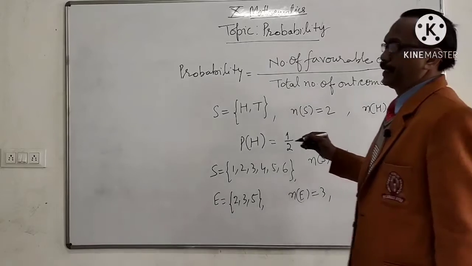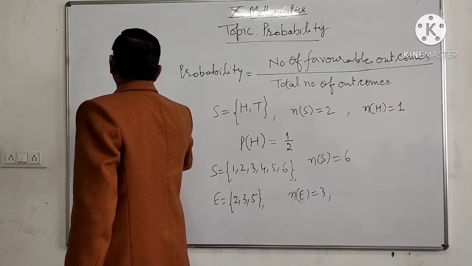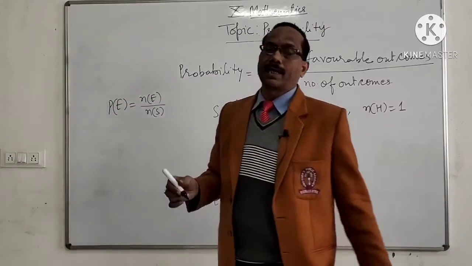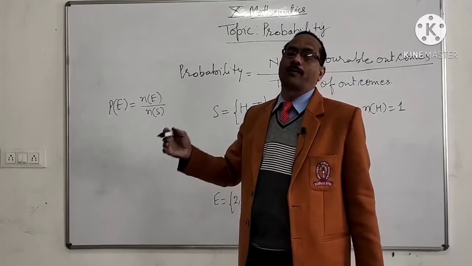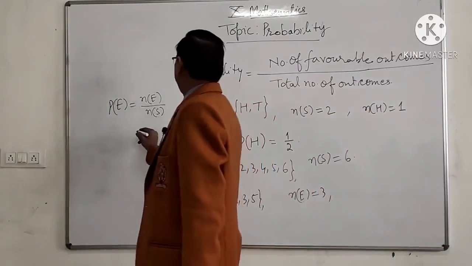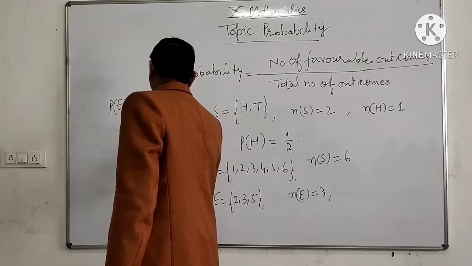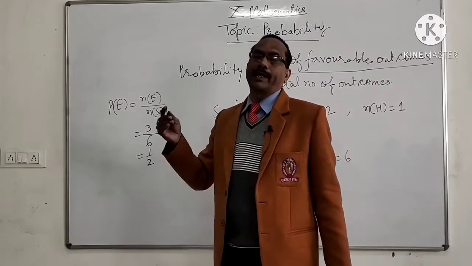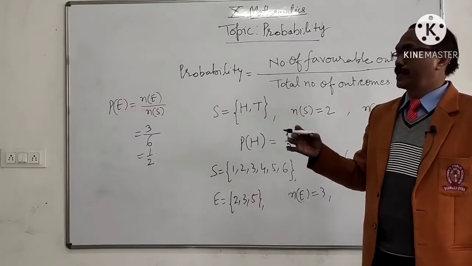The formula for the probability of a particular event is P(E) equals n(E) over n(S). n(E) means the number of favorable outcomes and n(S) is the total number of all possible outcomes. So student, here n(E) equals 3 and total cases are 6. So the probability is 1 by 2. This is the probability of getting a prime number when throwing a single die.